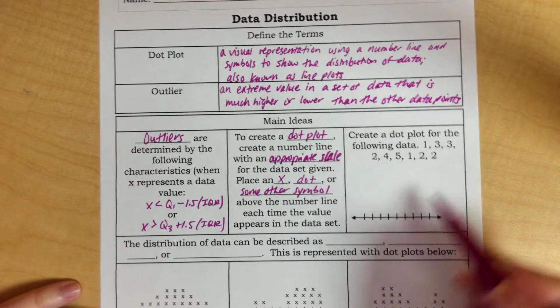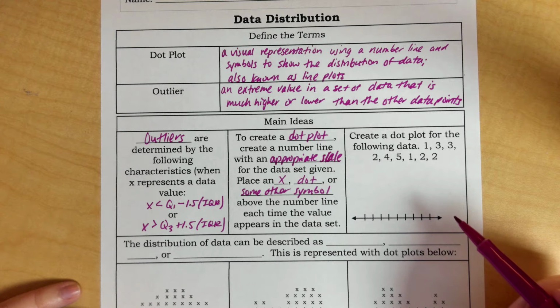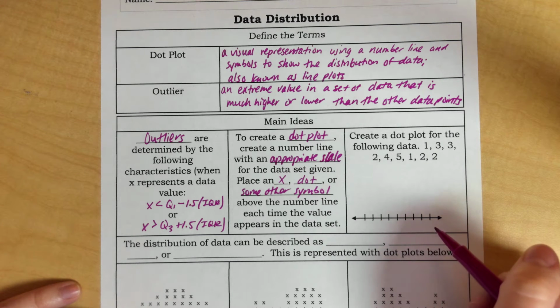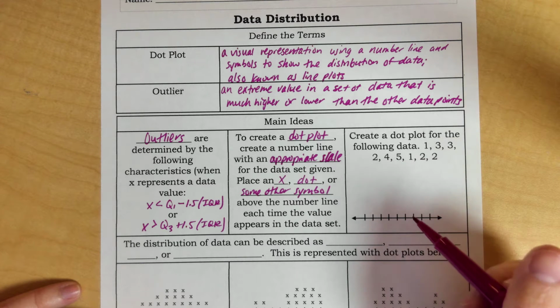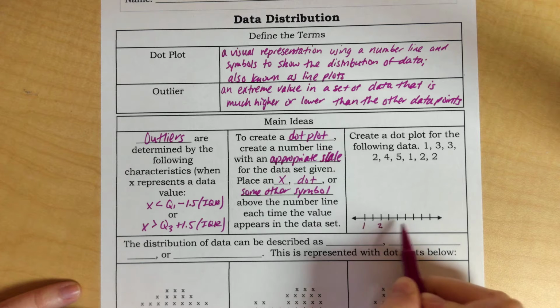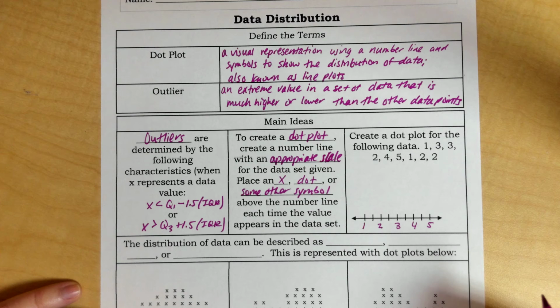So for an example, here we have the data 1, 3, 3, 2, 4, 5, 1, 2, and 2. So we are going to create a dot plot. So here's our number line, and I'm going to pick an appropriate scale. Well, I have numbers 1 to 5 here, and so I'm just going to start with 1, and I'm going to skip 2, 3, 4, and 5. Okay, and I'm going to place an X above mine each time I have one of these values.